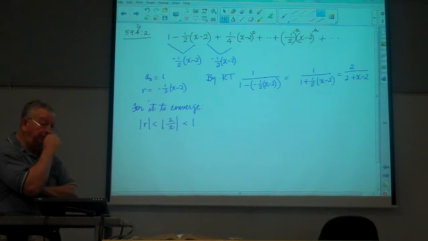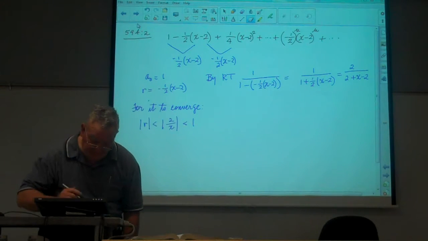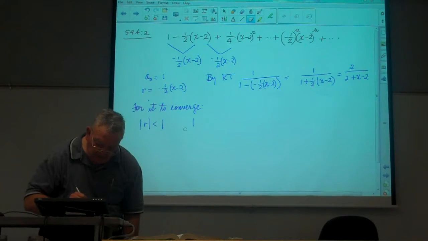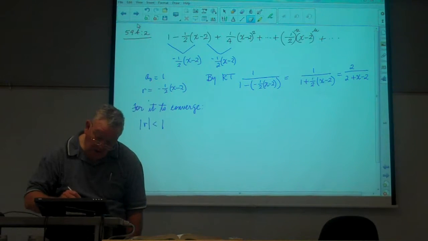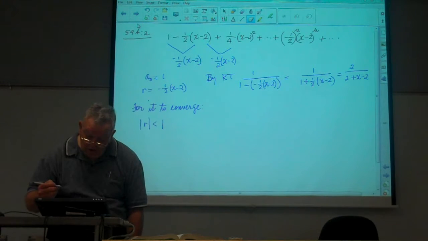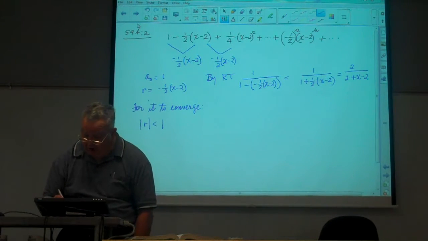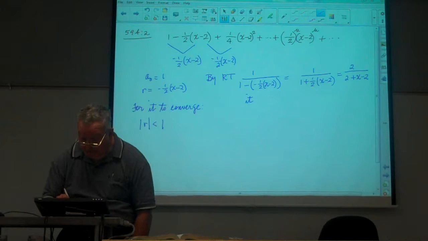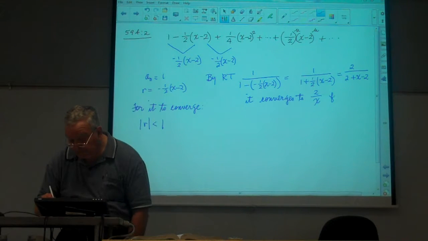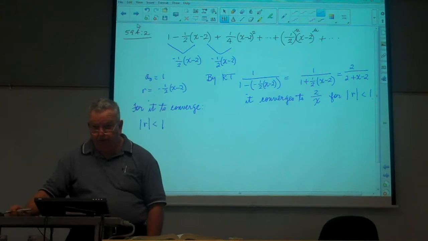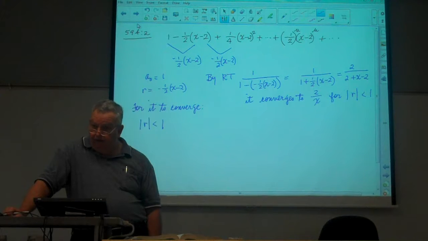I think your R is right. I went too far, didn't I? So by the ratio test, it converges to 2 over x for the absolute value of R less than 1. How about that, Travis? Is that correct?